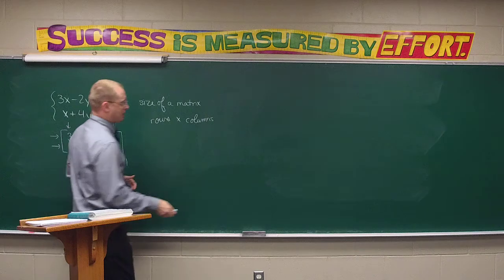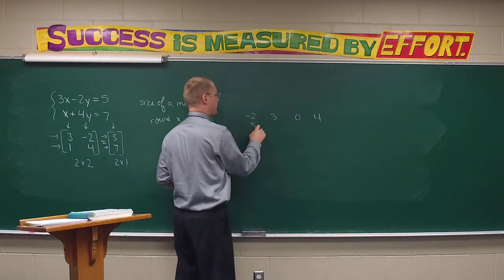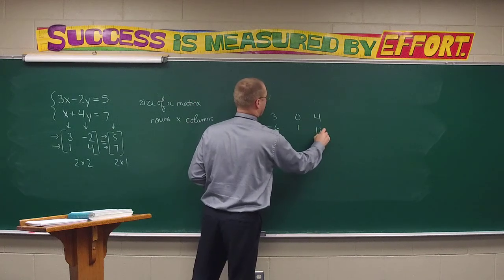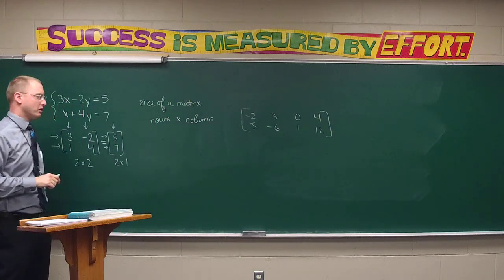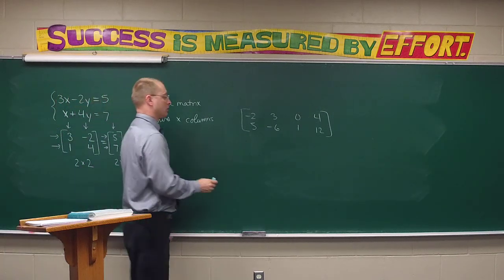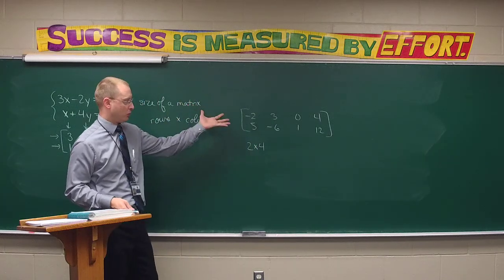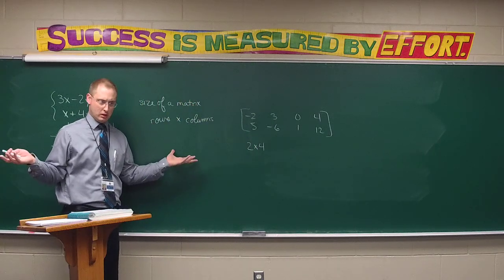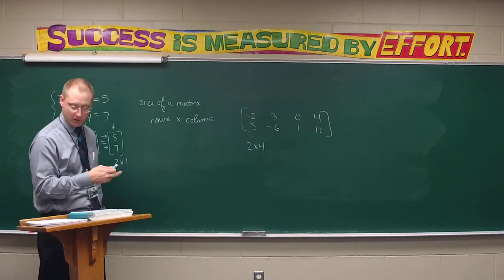If I had this matrix, maybe a 2, -2, a 3, a 0, a 4, a 5, a -6, a 1, and a 12, what would be the size of this matrix, Kendall? 2 by 4. It's a 2 by 4 matrix. 2 rows, 4 columns. Easy enough? That's going to be important with what we're going to get to in just a moment, to be able to identify the size of a matrix.